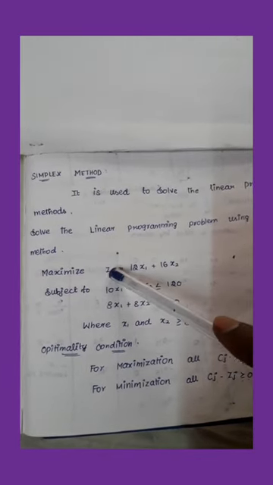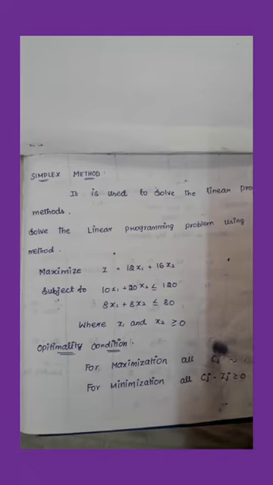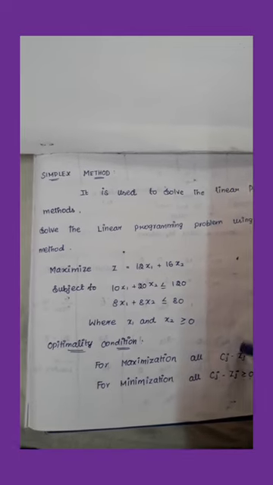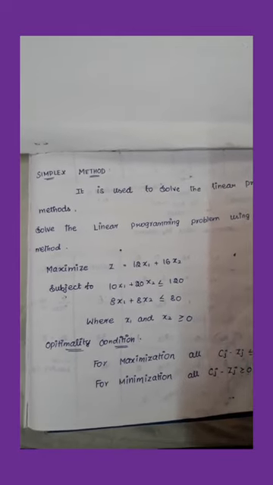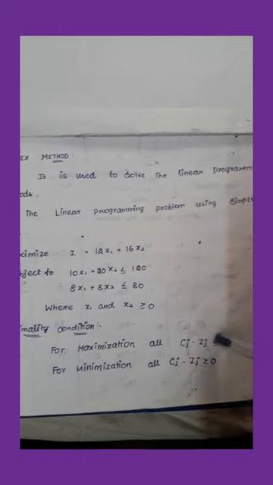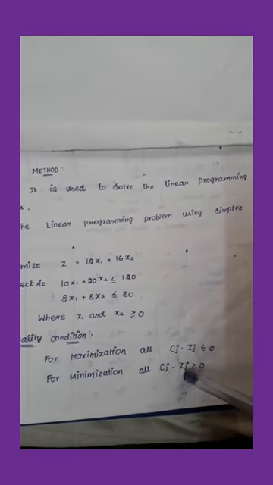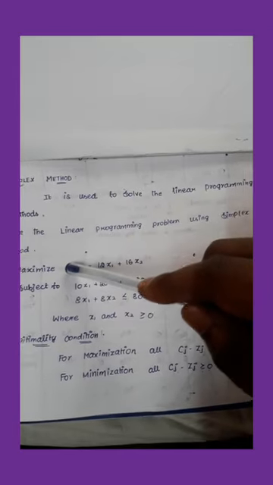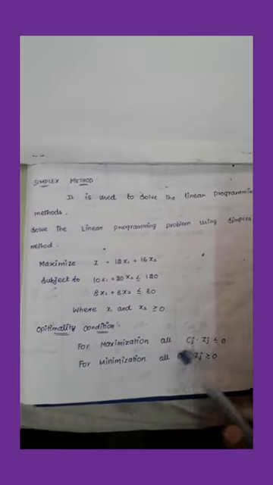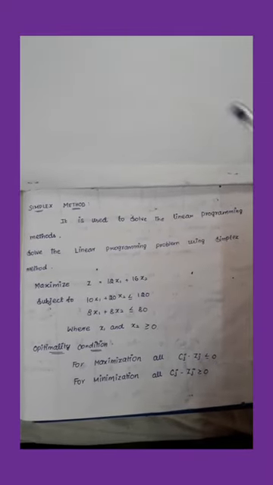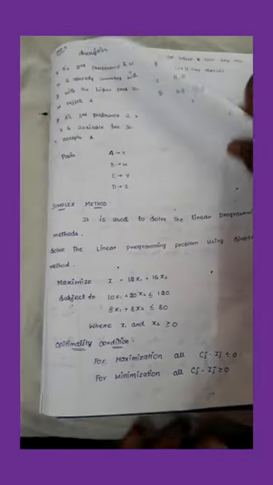For the maximization function, the optimality condition to be reached is that cj minus zj should be less than or equal to 0, and for minimization, cj minus zj should be greater than or equal to 0. According to our problem, it is maximization, so cj minus zj should be less than or equal to 0. So let us proceed with this problem.